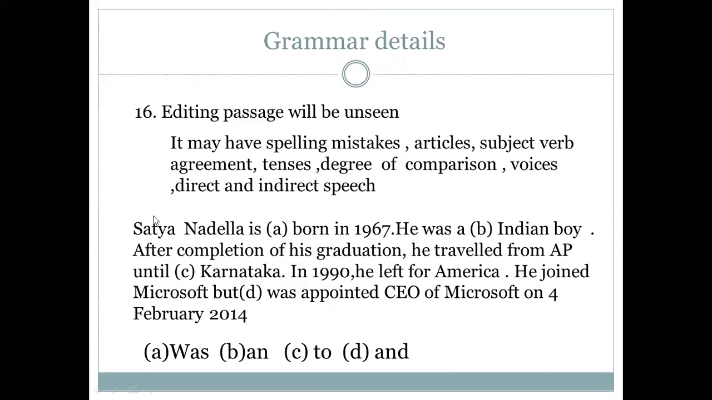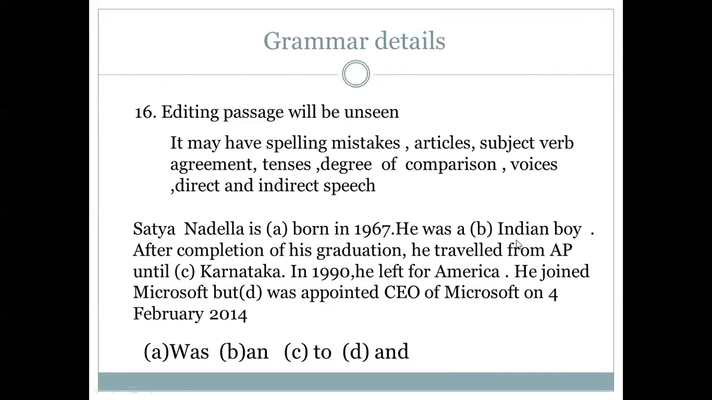For example, let me take this example. Satya Nadella is born in 1967. What is the tense? This is whether it may be past or present. Yes, it is present tense. Actually, when we discuss a person's birth, it should be in past, but here it is present. So the answer is Satya Nadella was born in 1967.